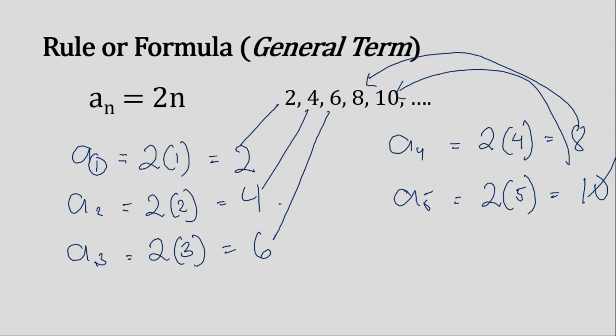Now, if I ask you, what is the 50th term of this sequence? All you have to do is write a sub 50. And remember that you substitute 50 for n. So considering this formula, that is 2 multiplied by 50. So the 50th term is 100.